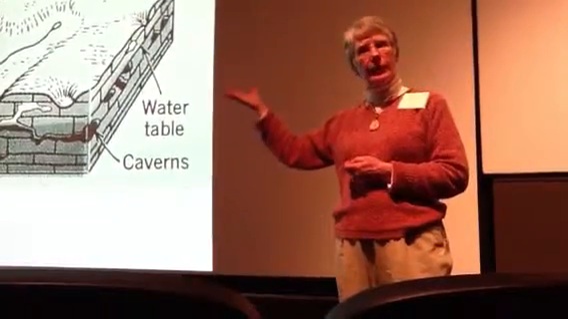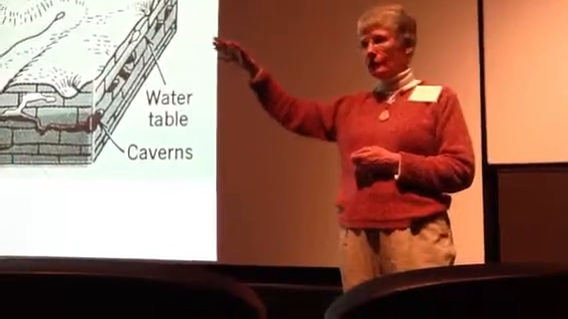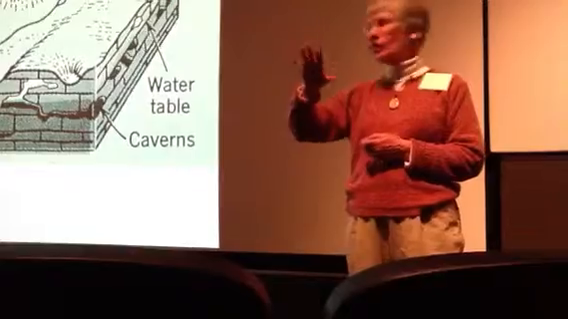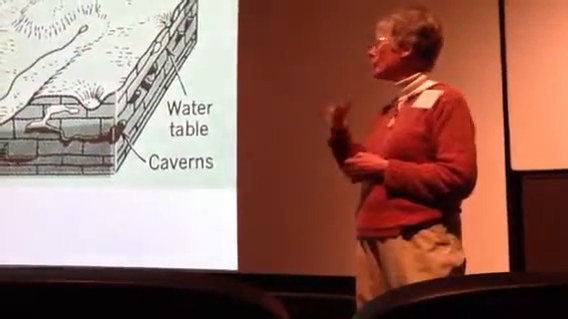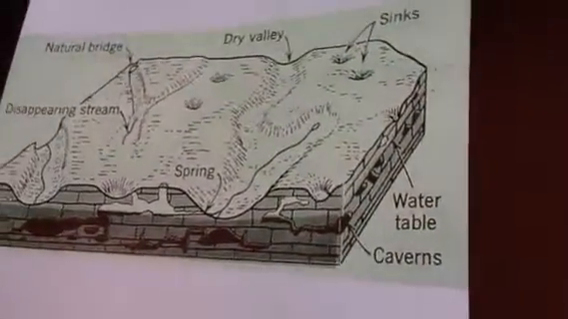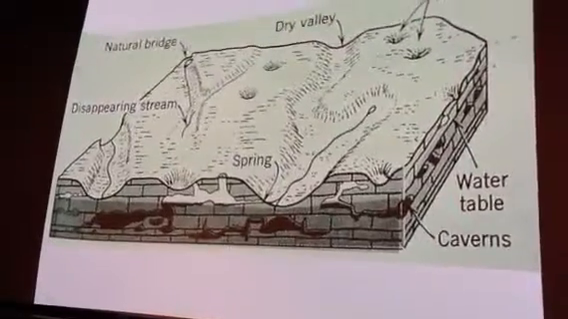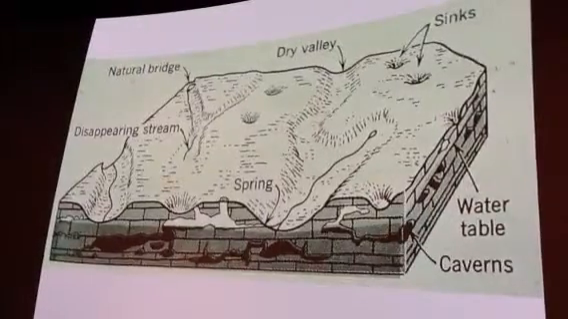Northeastern Iowa, southeast Minnesota, northwest Illinois, southwest Wisconsin, that's all karst. Lots of caves, caverns, springs, sinkholes, disappearing streams. These are all karst features that we see in landscapes that are underlain very shallowly by limestone materials.